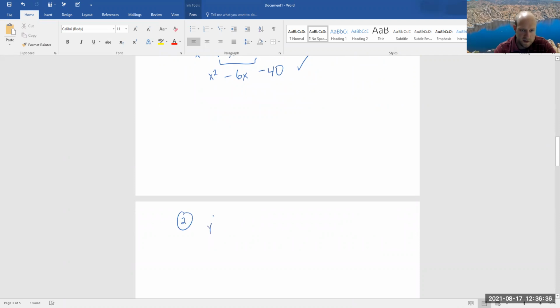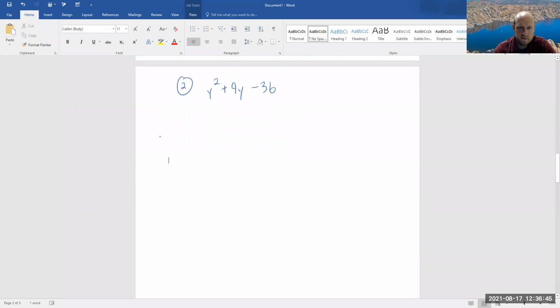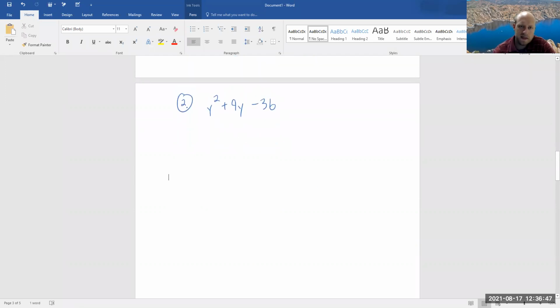We have y squared plus 9y minus 36. All right, so again, my leading coefficient is 1, so I just need factors of -36 that add to 9. If you need to, you can list out all the factors of 36. If that helps you, you could even do it again.